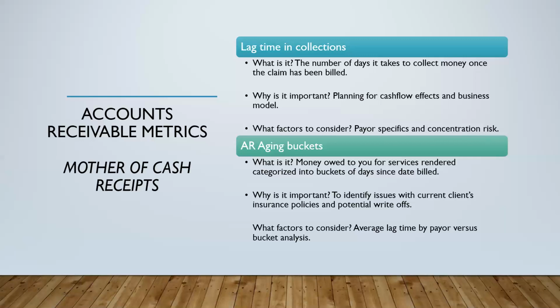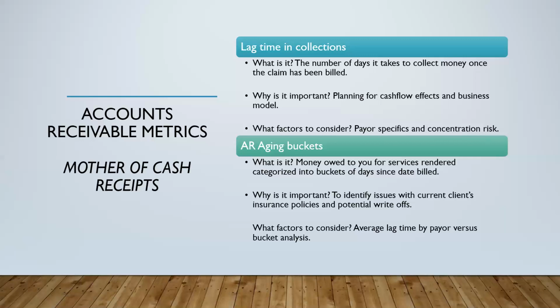Okay. So the next metric is the AR aging buckets. Okay, and what is this? So AR is accounts receivable, and let me discuss it a little bit further in depth, because sometimes people aren't familiar with it. But accounts receivable is simply the detail of money that is owed to you for services you have rendered, right?